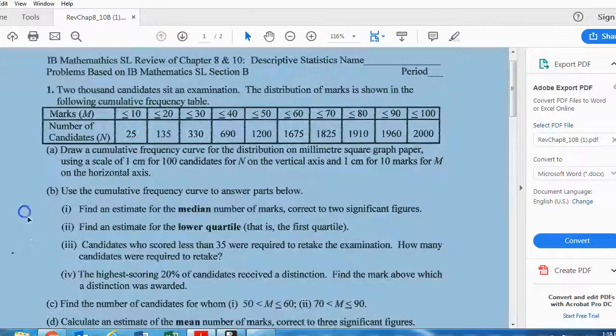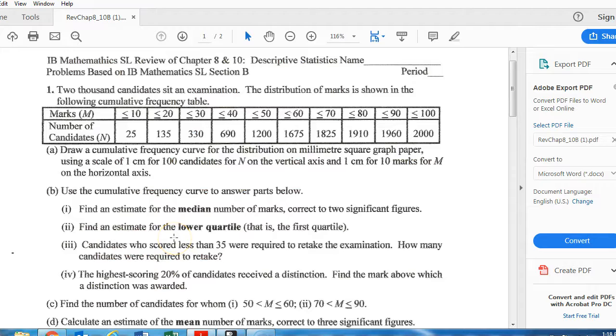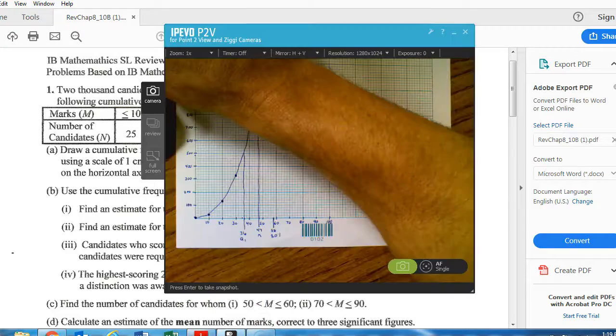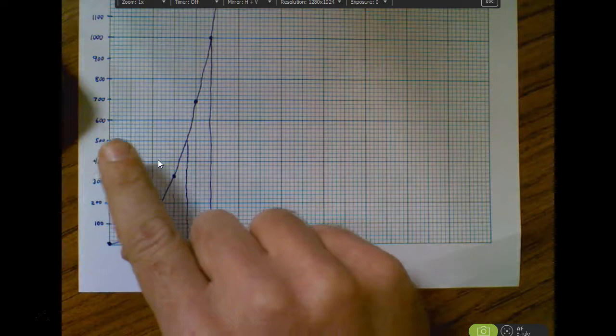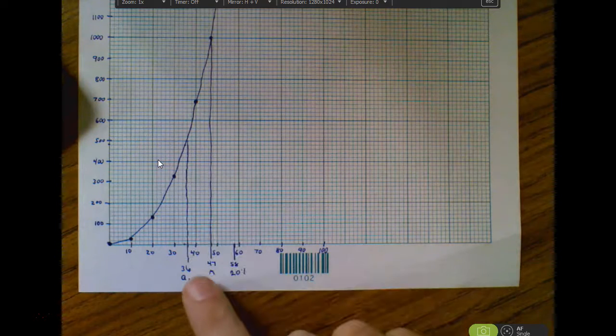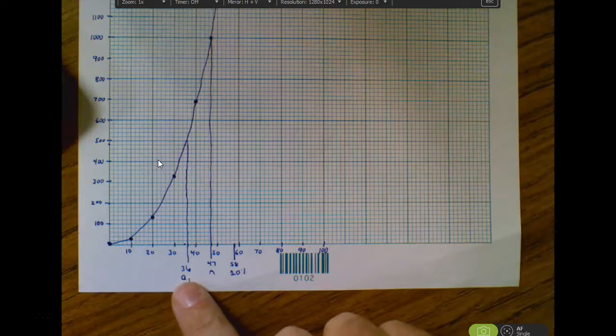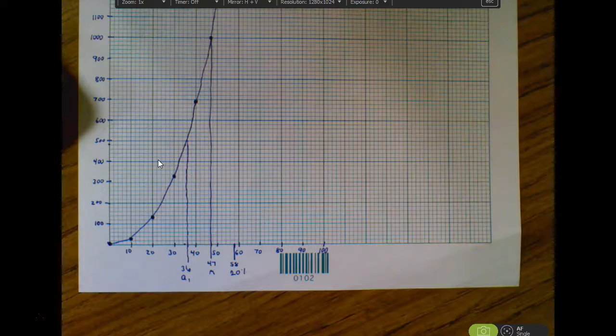The next part wants the lower quartile. That would be the bottom 25%. Again, there are 2,000 candidates. So if we took 25% of 2,000, we should be looking at the 500th candidate. As I go to my graph again, if I look at the 500th candidate and trace that one over and down, that's going to give me my lower quartile, which I'm getting as about 36. So you should be pretty close to that on yours as well.